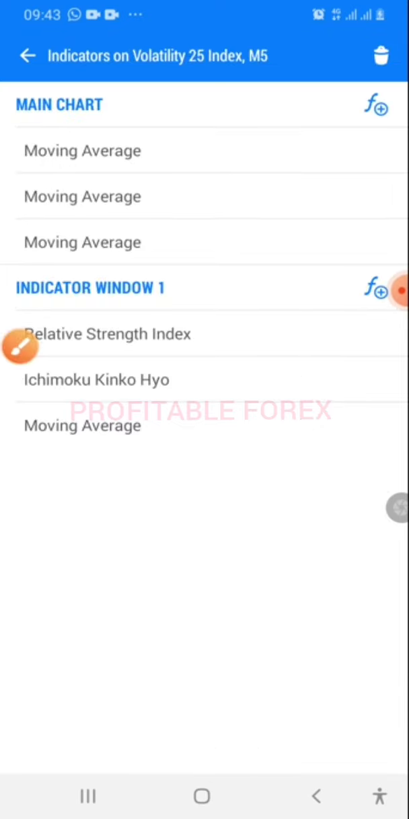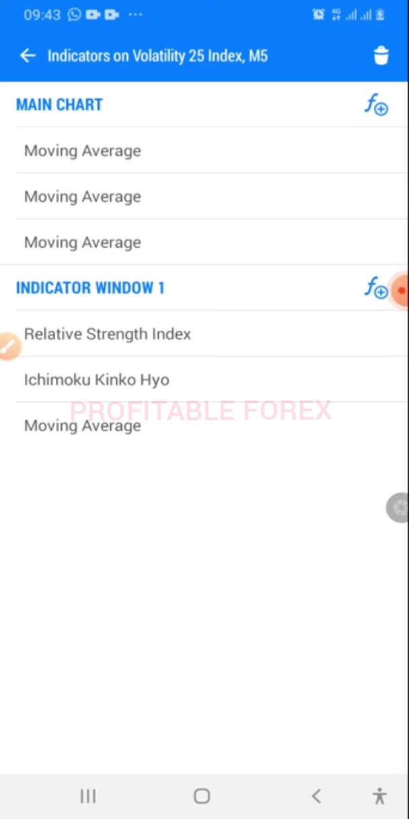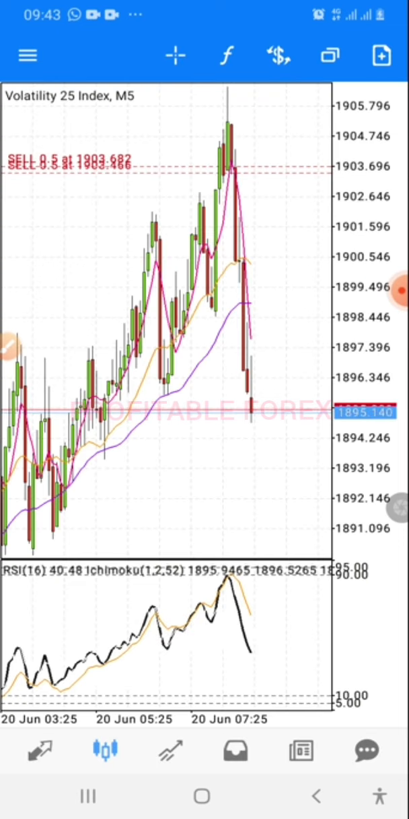You click done. The third indicator in the indicator window is the moving average: period 10, shift 0, method exponential, apply to close, style to pixel, and use any color of your choice. I use yellow, so you click done. Those are the indicators we added to our charts and to the indicator window.